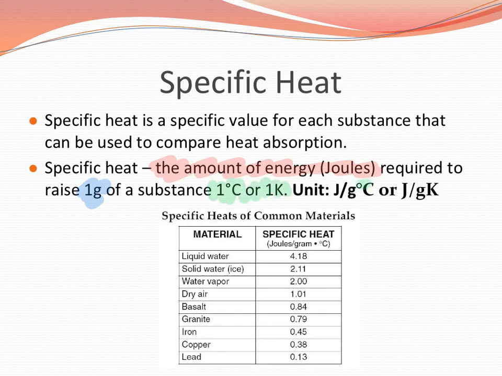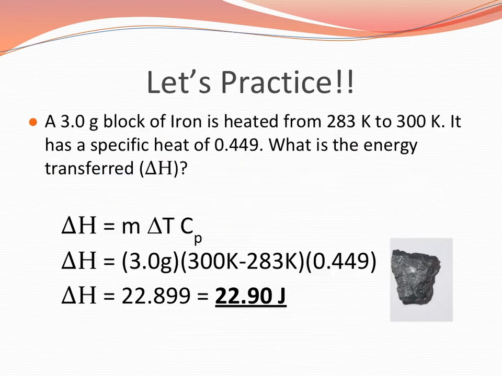The unit comes out having temperature in it, having mass in it, and having the joules on top, because it's joules per gram per degree Celsius. So this chart right here gives you some common examples. Liquid water has one of the highest specific heat capacities of a lot of substances at 4.18. And just to give you a frame of reference, down here we have a couple metals like iron and copper, and they heat up really fast and have very low specific heat capacities.